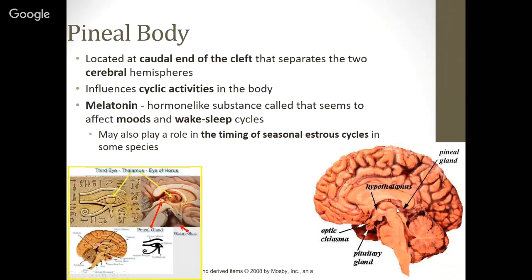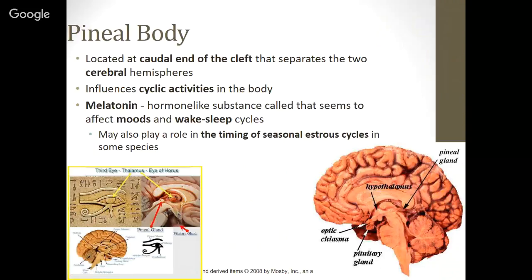Here's the pineal gland here. Here's the hypothalamus. Here's our pituitary glands, our anterior and posterior pituitary gland. Here is our optic chiasma. So this is where our optic nerve comes in. And our third eye is the pineal gland back here. It's located at the caudal end of the cleft that separates the two cerebral hemispheres.